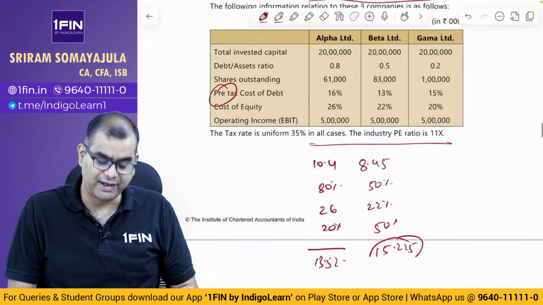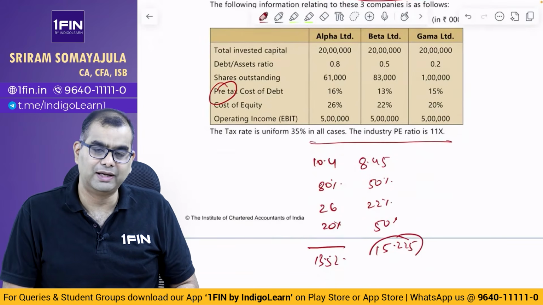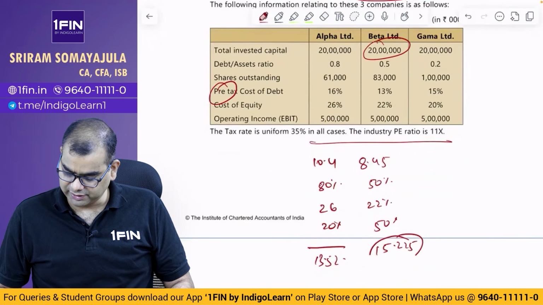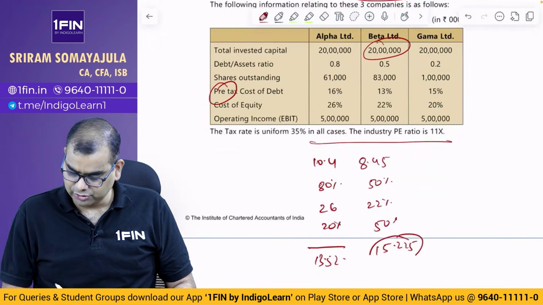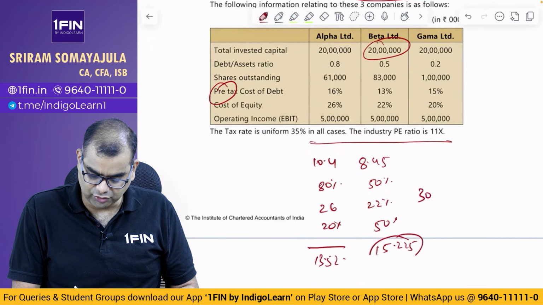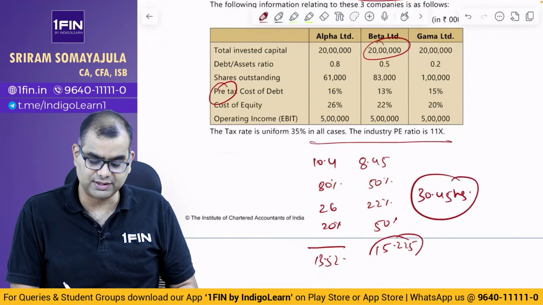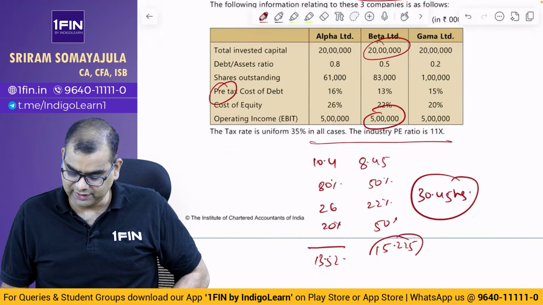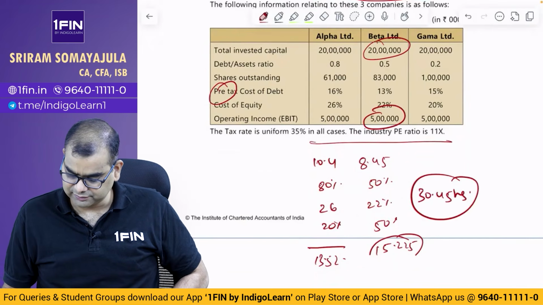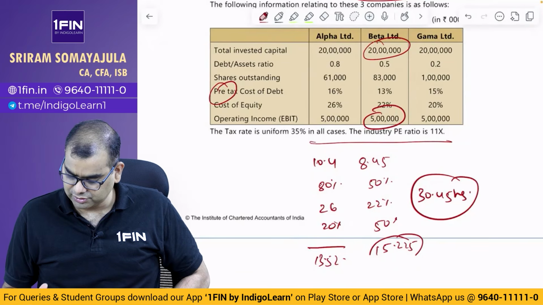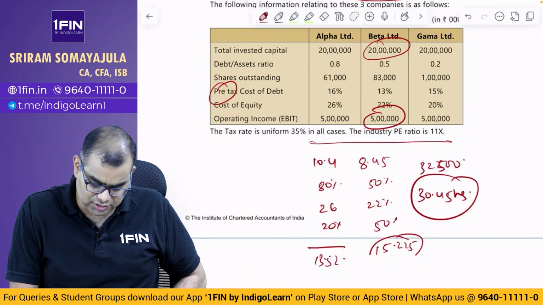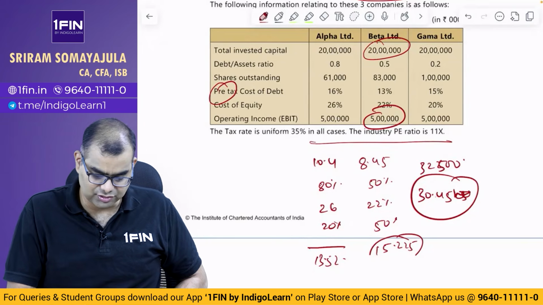Now this is WACC. You apply WACC on invested capital. Invested capital is 20 lakhs. 15.225 divided by 100 into 20 lakhs gives 3,04,500. This is the capital charge. What is NOPAT? NOPAT is EBIT into 1 minus tax rate, which is 5 lakhs into 0.65.